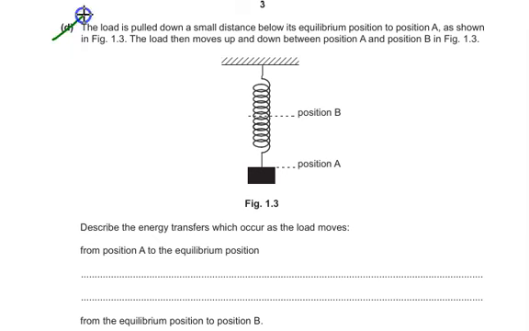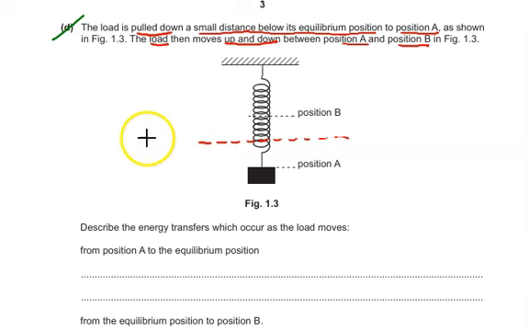Okay guys, so for D, the load is pulled down a small distance below its equilibrium position to position A. So your equilibrium position should be around here, as shown in figure 1.3. The load then moves up and down between position A and position B. So the equilibrium position should be somewhere between A and B. Okay, so this is the original position. So this is the equilibrium position.